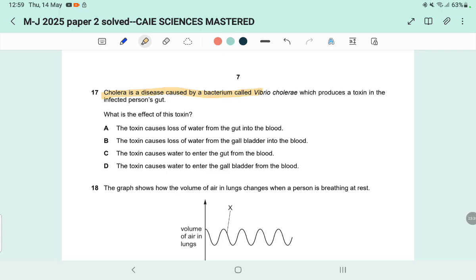He's saying here that the toxin causes loss of water from the gut into the blood. Seriously, this is totally wrong, because the toxin causes water to enter the gut from the blood. That's why when I ask what are the effects on a person, it's dehydration. Can you imagine how dehydration occurs? Water moves out of your body into the gut from the blood. So let us also imagine this.